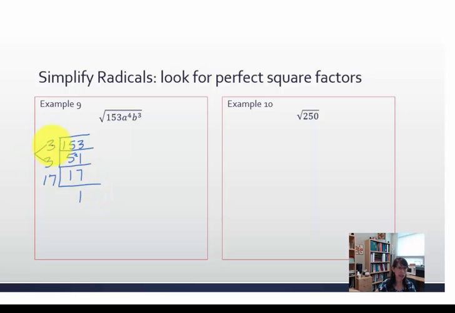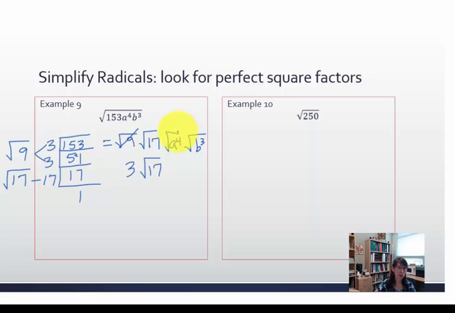Looking off to the side, I can see I have an identical set of factors. 3 times 3 would make 9. 17 by itself is still 17. So 9 and 17 are the factors of 153. So I'll begin to rewrite the problem. So it will now equal square root of 9 times square root of 17. And then we have our variables, a to the 4th and b cubed. 9 will clear the radical as 3. 17 remains under the radical.